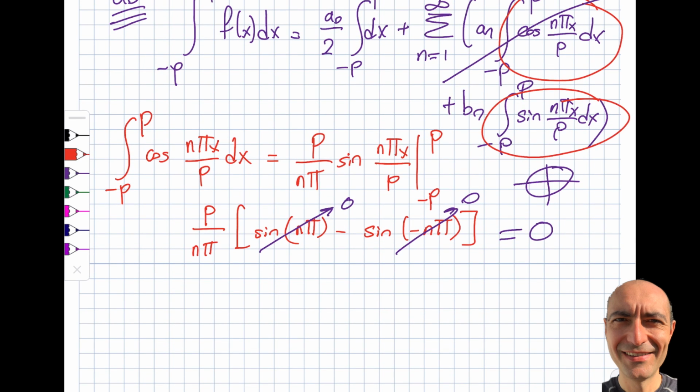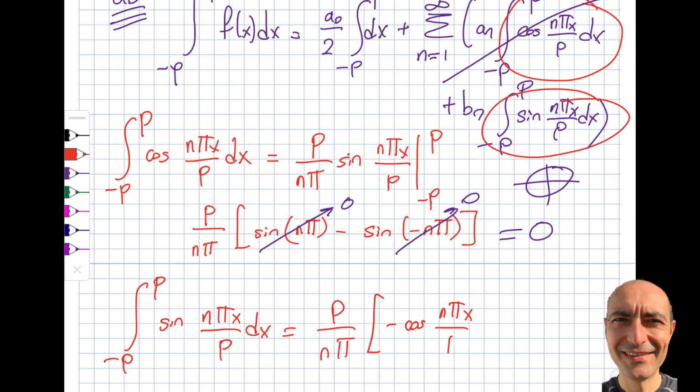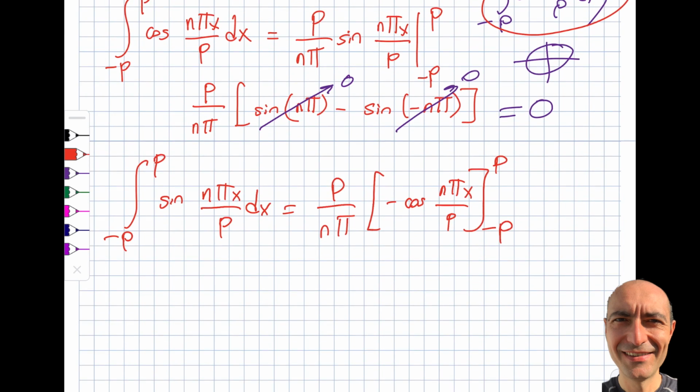So the next thing I will do is look at, let's color it red, this term, that's my goal now. So let's write it: integral from minus p to p of sine n pi x by p dx. So this will be, again, very similar, p by n pi. This time around there will be a negative cosine of n pi x by p, and I have to evaluate this from minus p to p, okay? And if I plug it in, I'll take the negative outside, minus p by n pi, and I will have cosine of n pi minus cosine of minus n pi, okay?